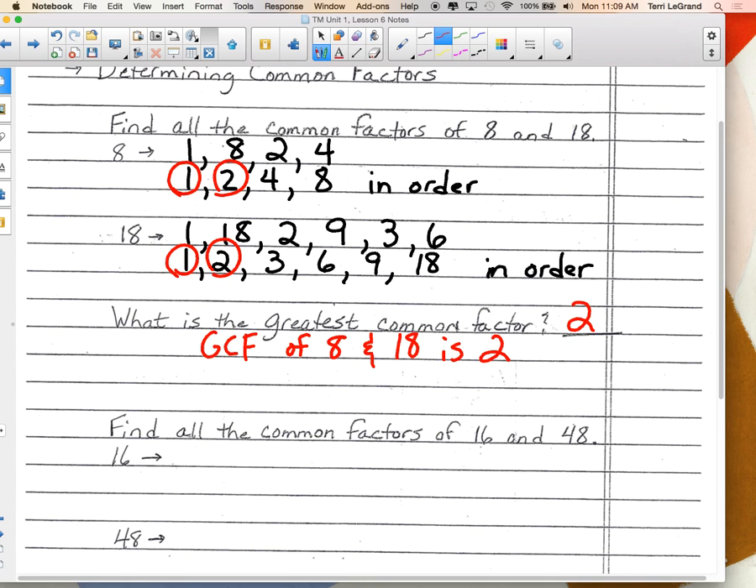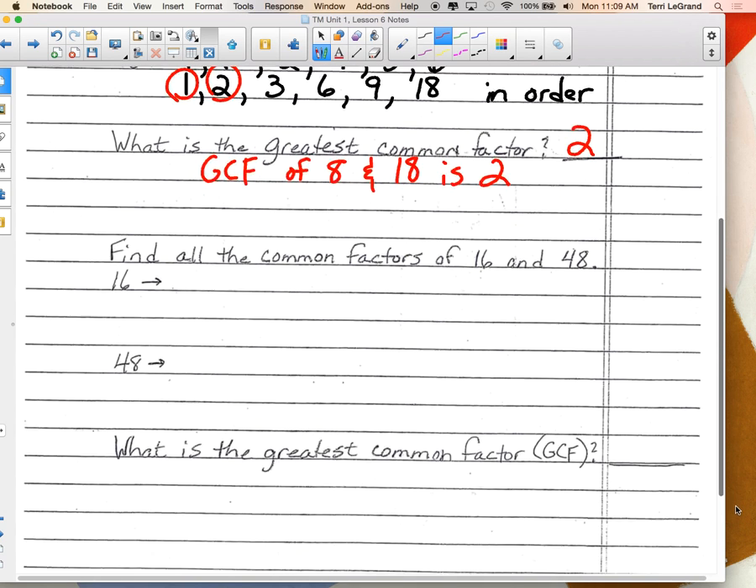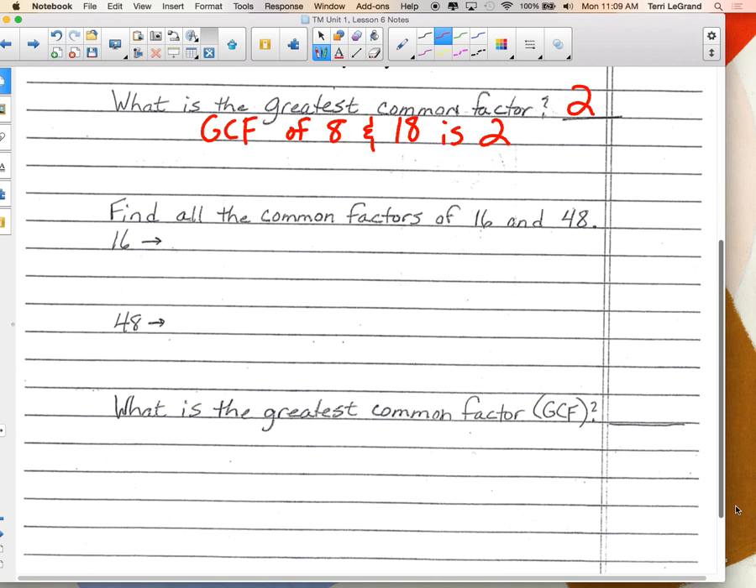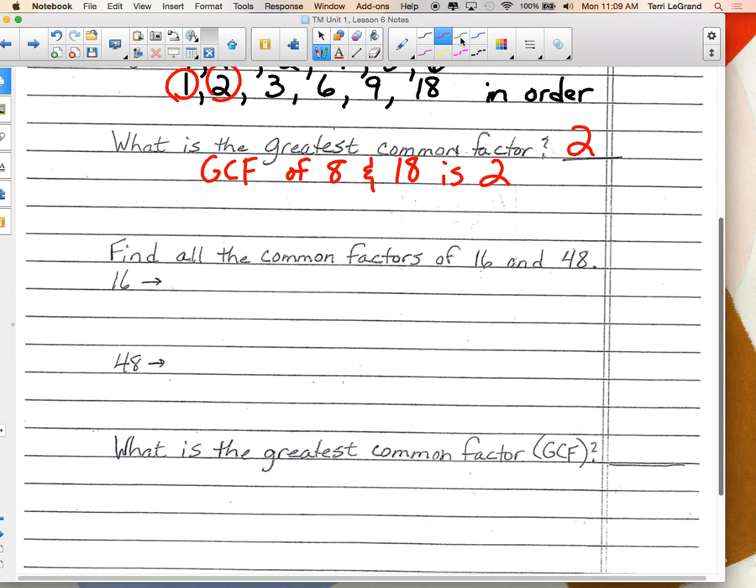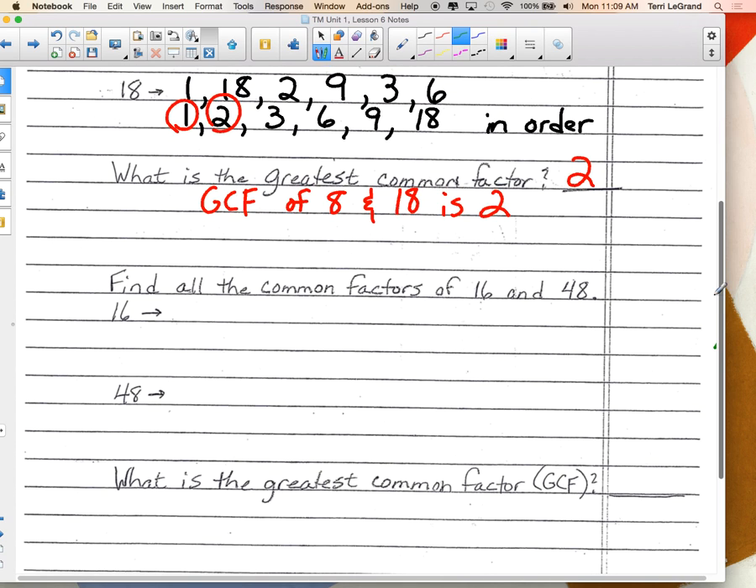Questions? Okay, let's try one more then together. Find all the common factors of 16 and 48. So let's start with 16. 1 and 16. 2 and 8. 3 doesn't go in there, does it? No, I don't think so. How about 4? Okay, how many times does 4 go in there? 4. So we don't need to write another 4.